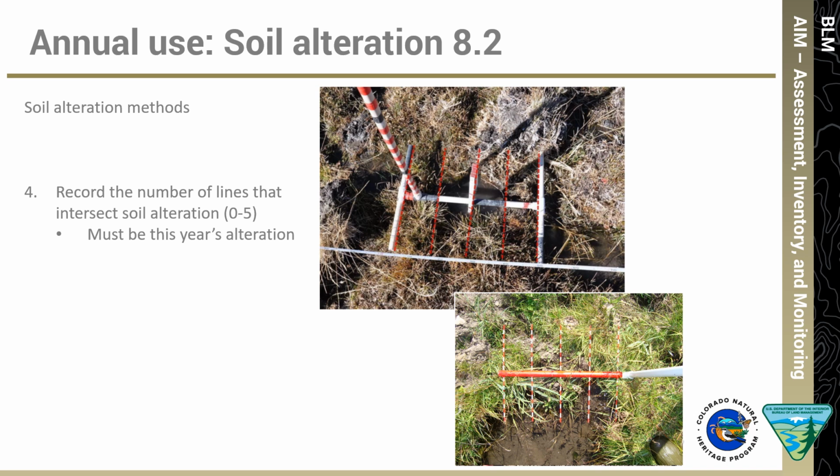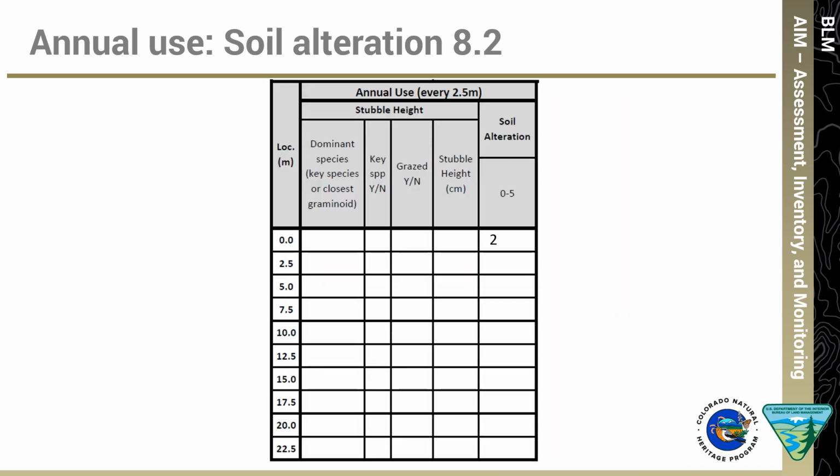Record 0 for no alteration. Do not leave the cell blank if there are no alterations. Here's an example of how soil alteration would be recorded on a datasheet, showing data recorded at the 0 meter location on the transect.